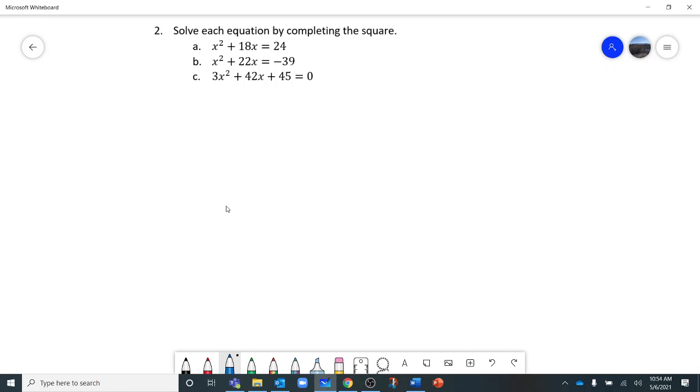Okay, I think I can do this in one video. Solve each equation by completing the square. And so what we're going to do is x squared plus 18x equals 24. We're just going to concentrate on completing the square on the left-hand side.